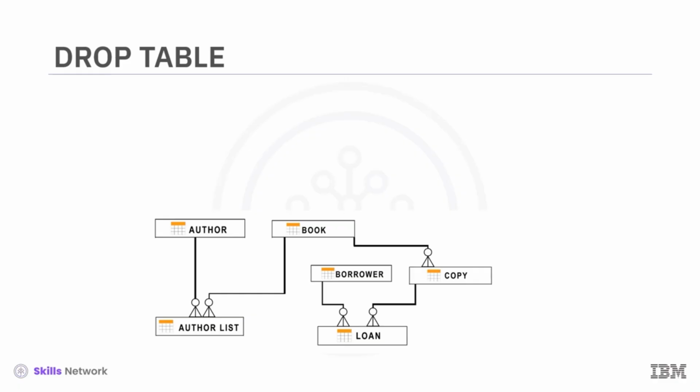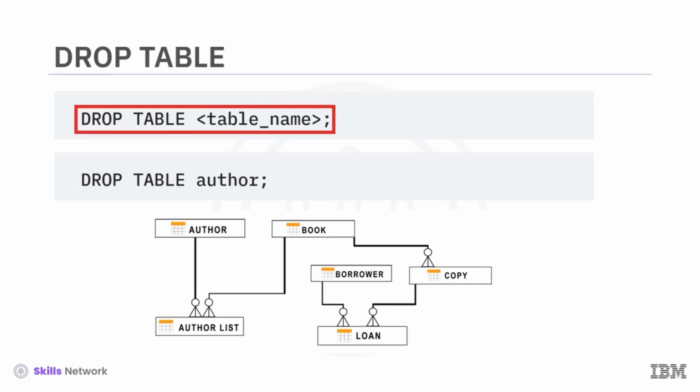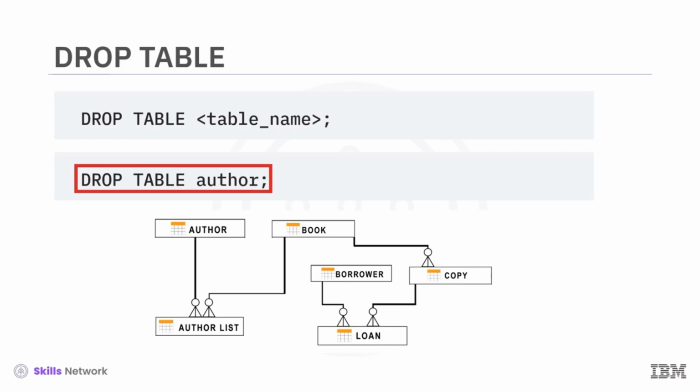Similar to using DROP COLUMN to delete a column from a table, you use the DROP TABLE statement to delete a table from a database. When you delete a table that holds data, the data will be automatically removed along with the table by default. The syntax for the DROP TABLE statement is DROP TABLE table_name. So, you use this statement, DROP TABLE author, to remove the table from the database.